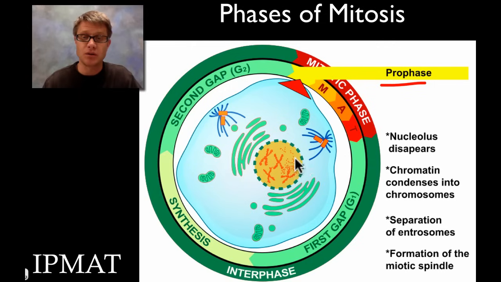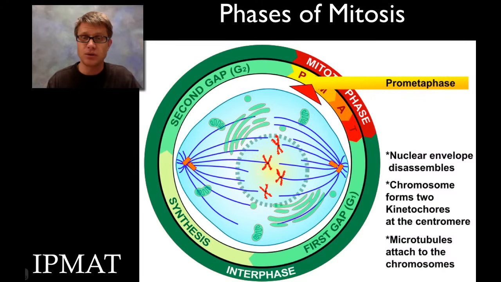Nucleolus, remember, makes ribosomes, and that's kind of dissolved. We have separation of, this should say centrosomes. So there are centrosomes that are moving to the side. We're going to find this in animal cells. And then we start to get the formation of the spindle. So the spindle are these blue tubes, and those are going to eventually attach to the chromosome. So let's go to the next phase and see what's happened.